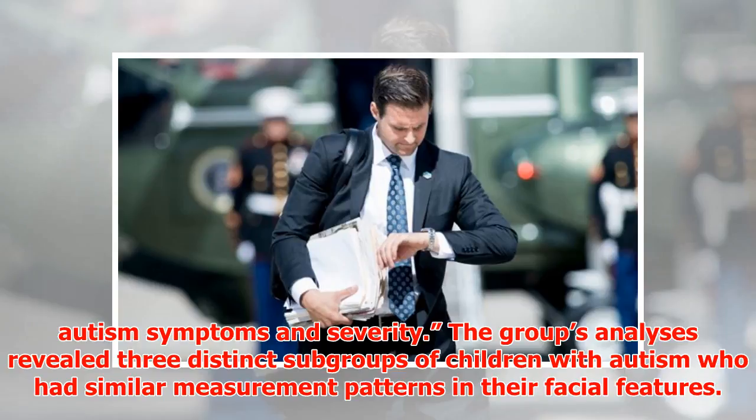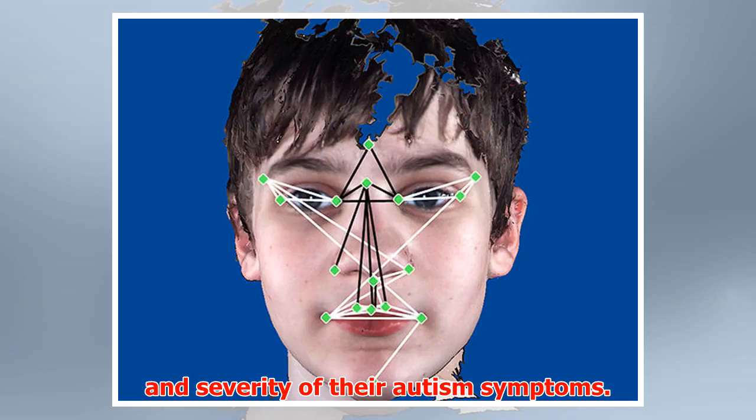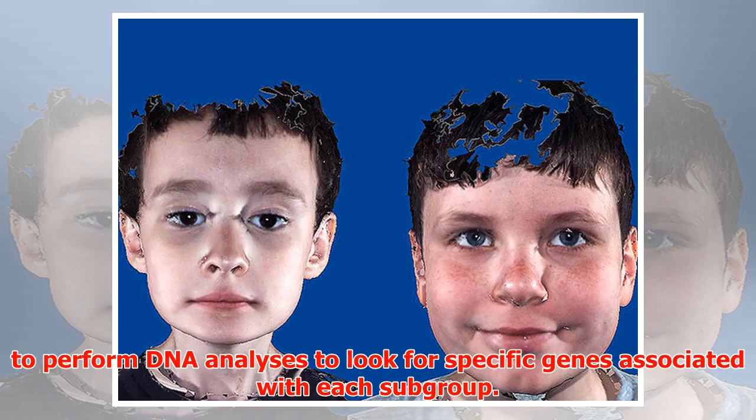The group's analysis revealed 3 distinct subgroups of children with autism who had similar measurement patterns in their facial features. These subgroups also shared similarities in the type and severity of their autism symptoms. Miles says that next steps include inviting other research groups to replicate our findings and to perform DNA analyses to look for specific genes associated with each subgroup.